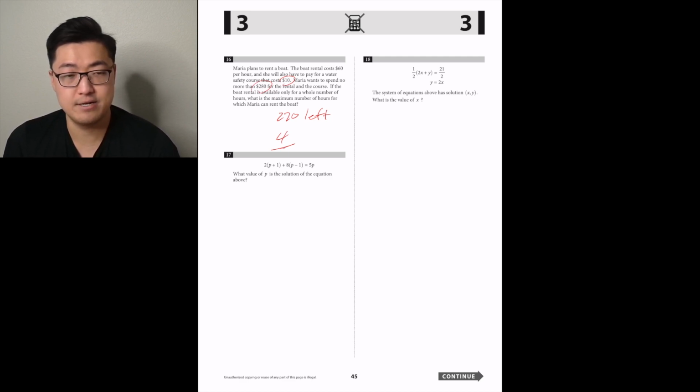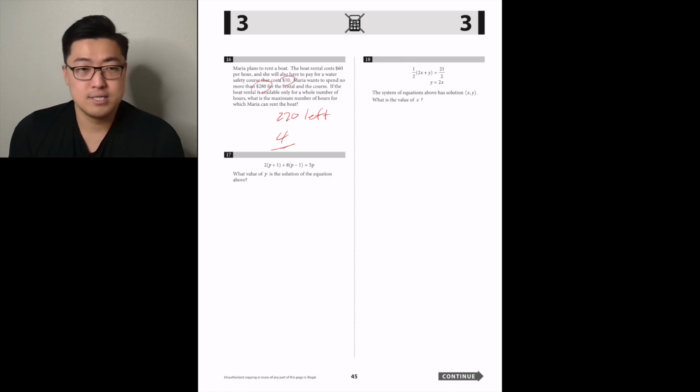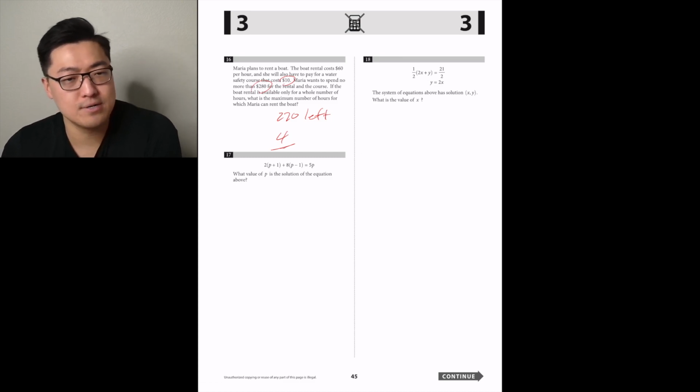Okay, so after the $10 fee, she'll have $270 left, and then the amount of 60s that can fit in 270 is 4, so it's up to 240. It's a 4, I guess.